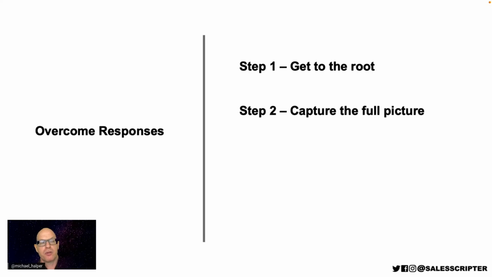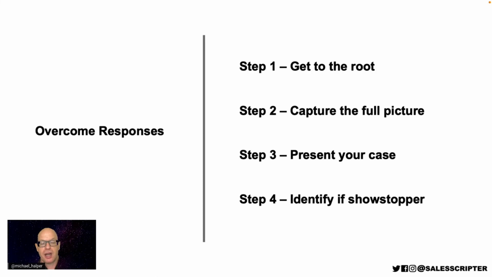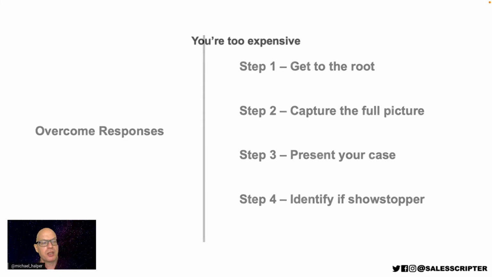Step two: try to capture the full picture. Step three: you present your case. And step four is to identify if it's a showstopper. I mean, if the prospect has a deal breaker and you can't do anything about it, you can't overcome it, you definitely want to get out and walk away as soon as possible. So don't continue with some sort of objection that's a deal breaker through the sales process, wasting more time for you and the prospect. So let me give you an example of what this can look like.